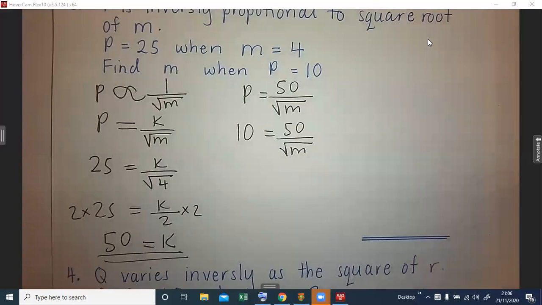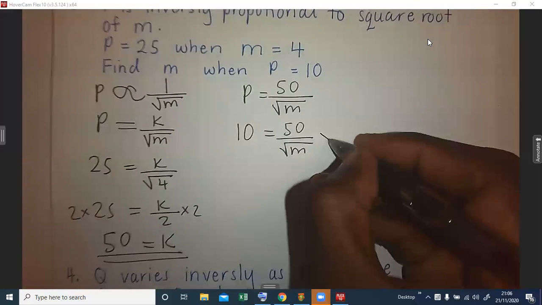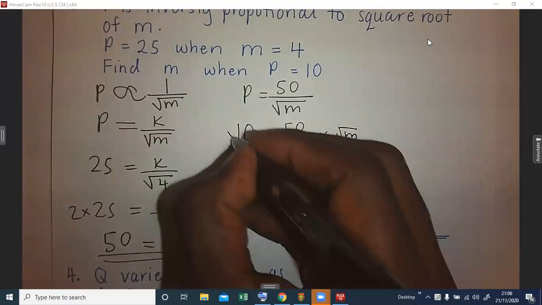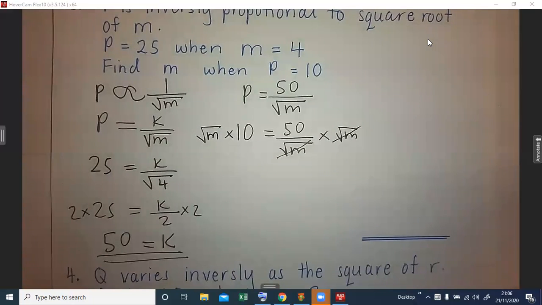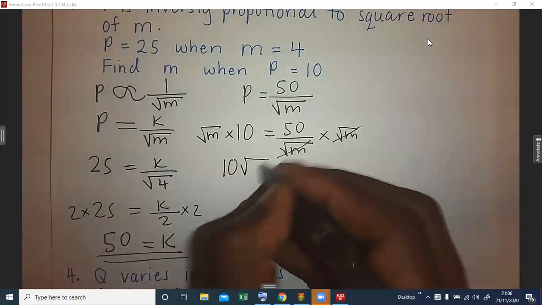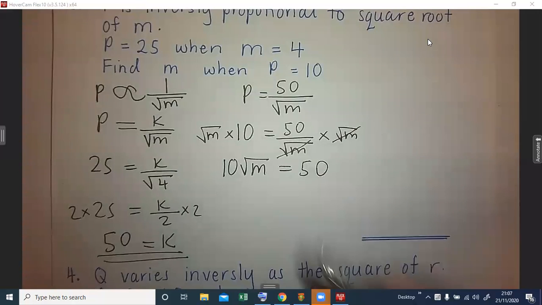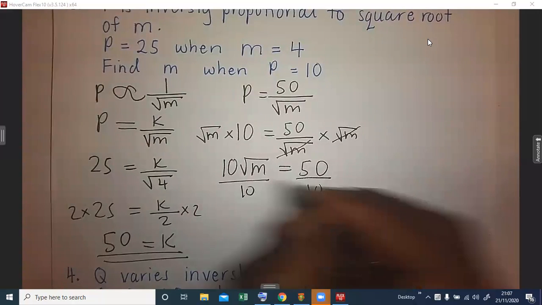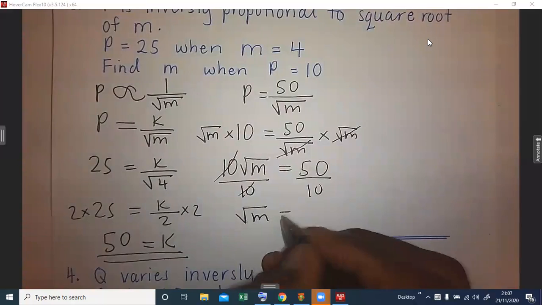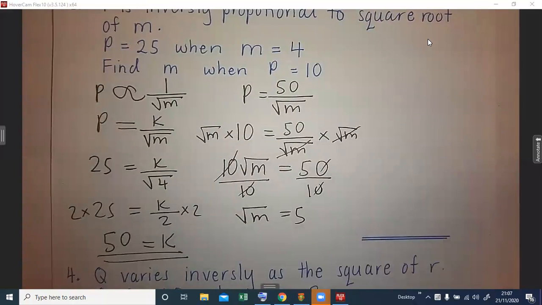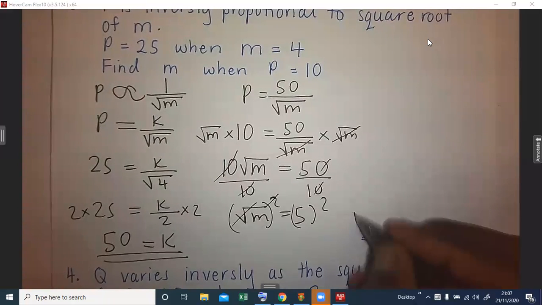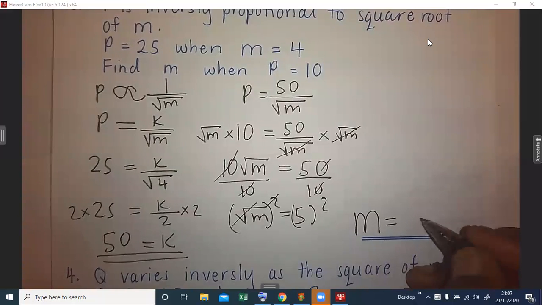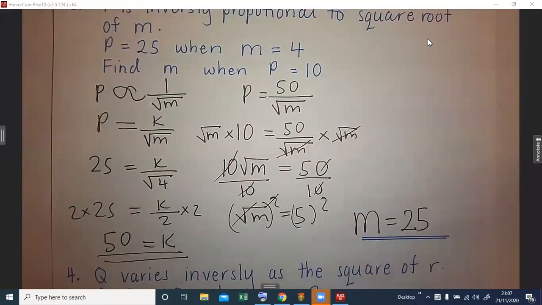Because the square root of M is a denominator, we need to multiply both sides by it so that it becomes a numerator. So this side, it will go away. Now I will be left with 10 square root of M is equal to 50, because I've taken the square root of M to the other side. Next I will divide by 10. I'm left with the square root of M is equal to 5. Now to remove the square root, I need to square both sides. So finally, my M will be 5 squared, and that is 25.